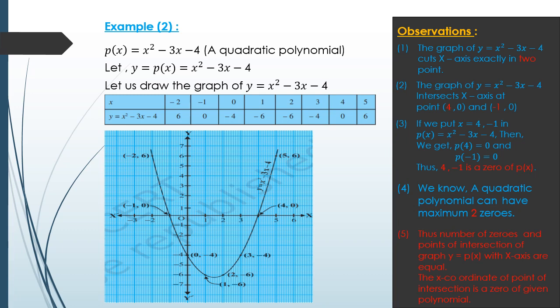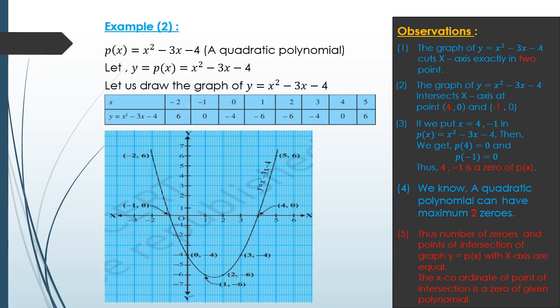Okay, so the number of zeros is equal to the number of points of intersection of the graph with the x-axis. And the second note: the x coordinate of the point of intersection is a zero of the given polynomial. Once again, we can see that wherever the graph is intersecting the x-axis, the x coordinates of those points are nothing but zeros of the given polynomial. Once again we have observed the same things.